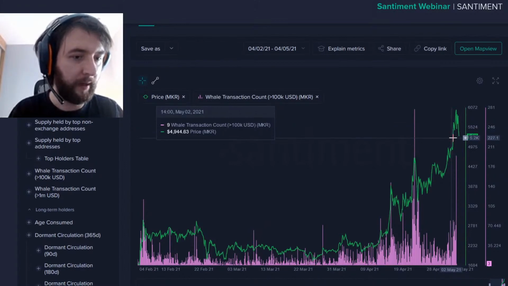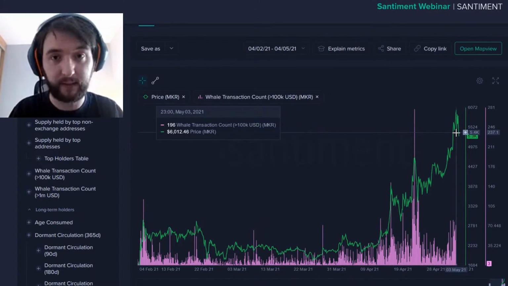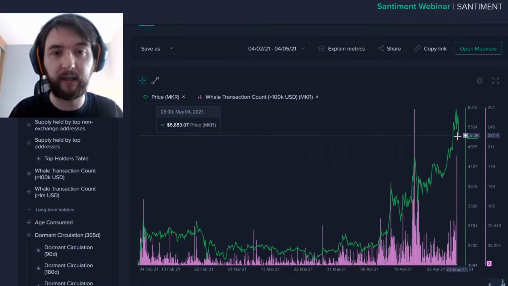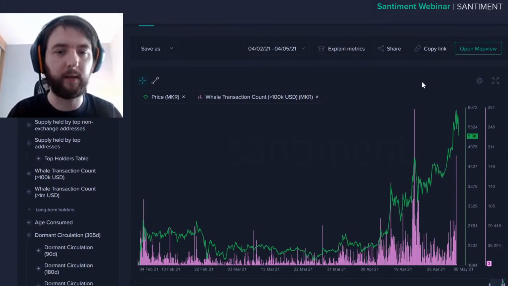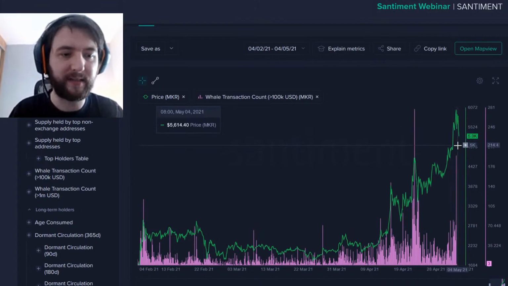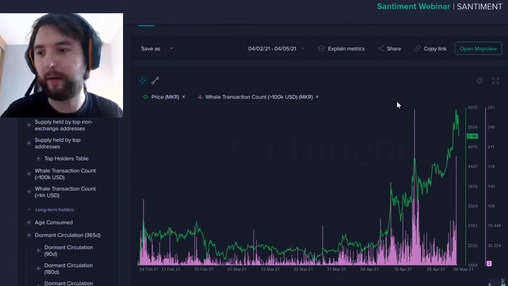So for example, the price of Maker doesn't really have a big difference between here and here. However, it wasn't until we saw this massive spike in whale transfers that the price of Maker really started to taper off. And that's why, even though the whale transaction count as a metric can be skewed because it depends on the price performance of the coin, it still seems to suggest that once we see spikes in whale transfers, on average, the price action of the coin tends to dissipate.